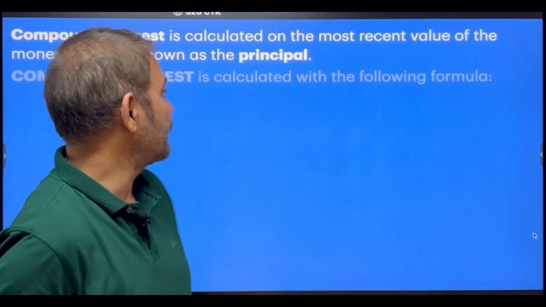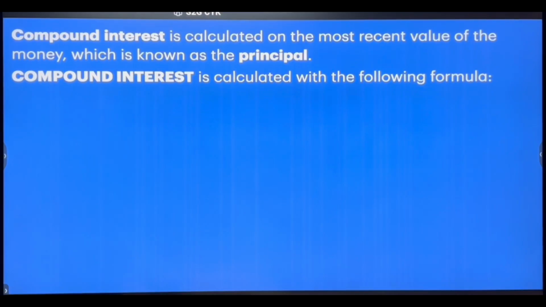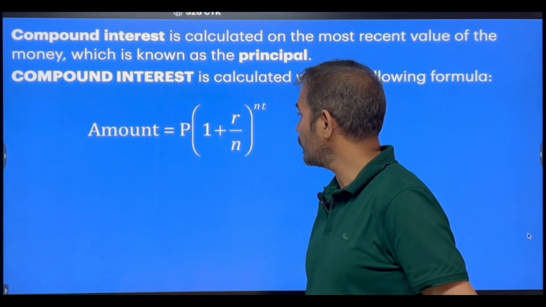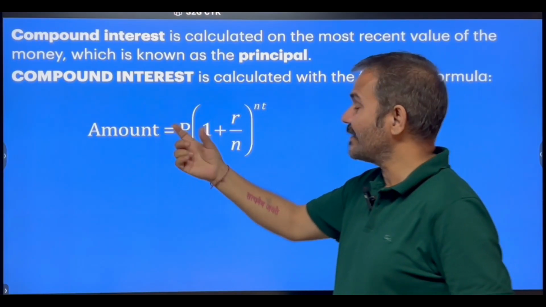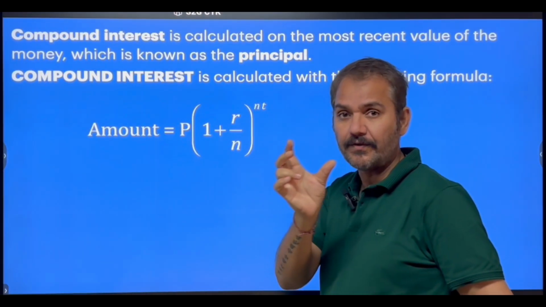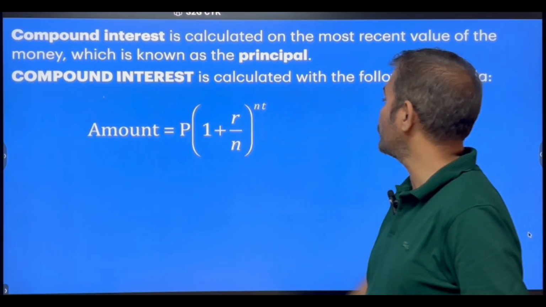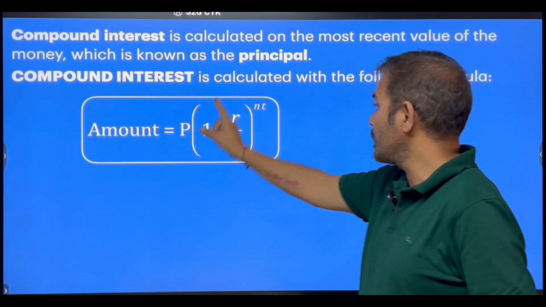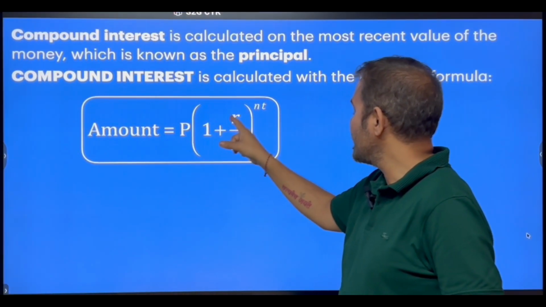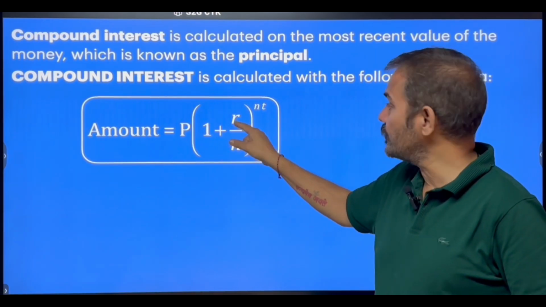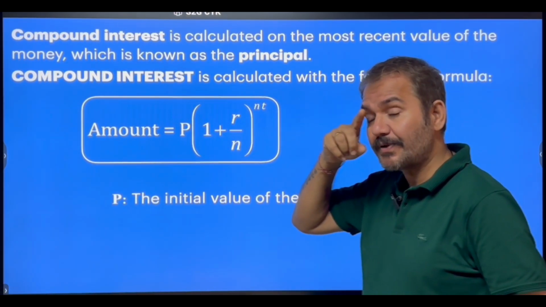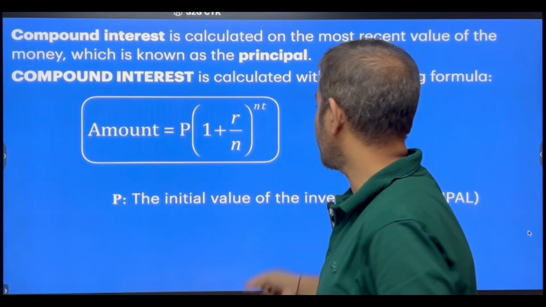Right? Moving further. Compound interest is calculated with a formula. This is the formula where amount A, that is the final amount of money received, is P times 1 plus R over N, raised to the power of NT. Here P is the money that you deposited, R is the rate of interest. In this formula we write it as a decimal, so if it is 6%, we write it 0.06.